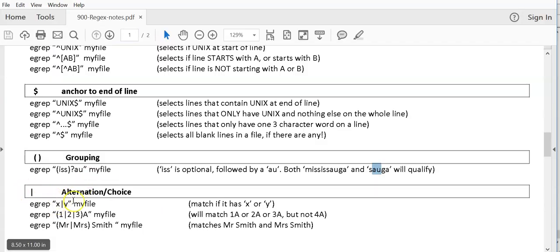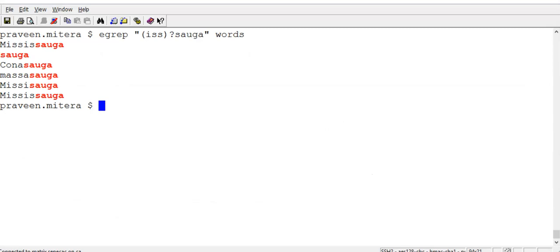So you can give two choices or more than two choices this way. You can say, look for either this or this. Here we're saying look for either 1 or 2 or 3, and then look for A after that. And here it's saying look for Mr. or Mrs., so one or the other, followed by Smith. So again, it gives you multiple choices.